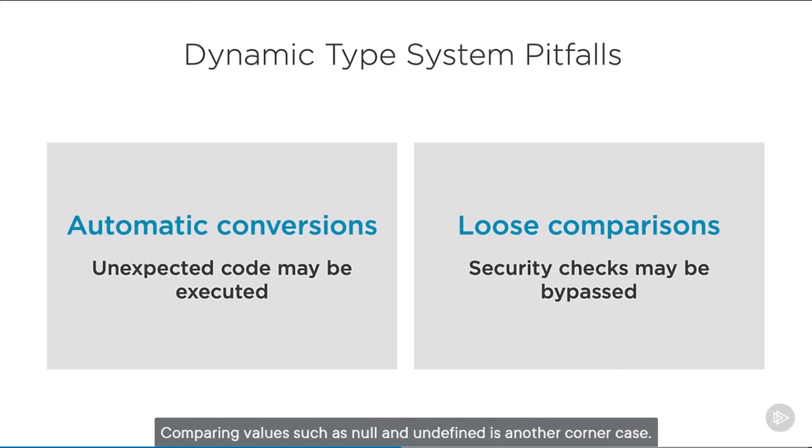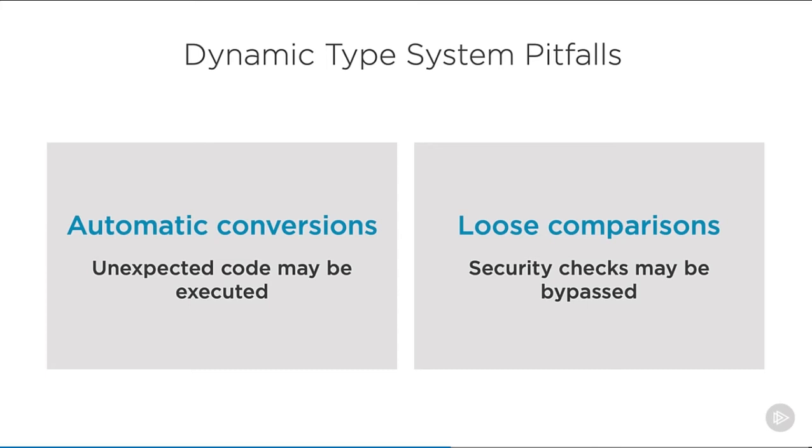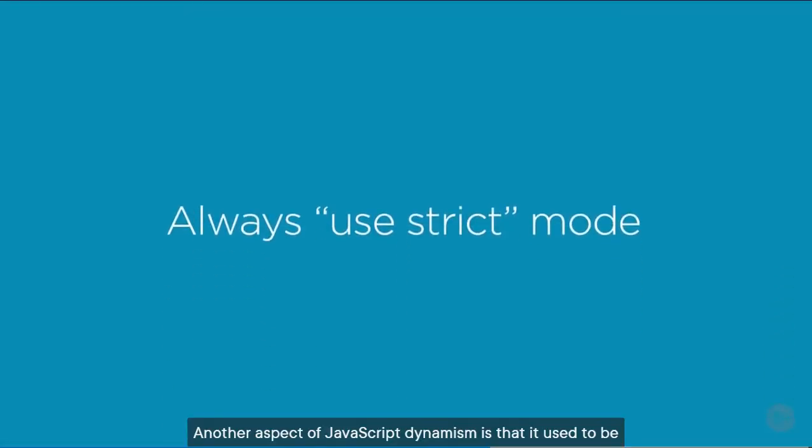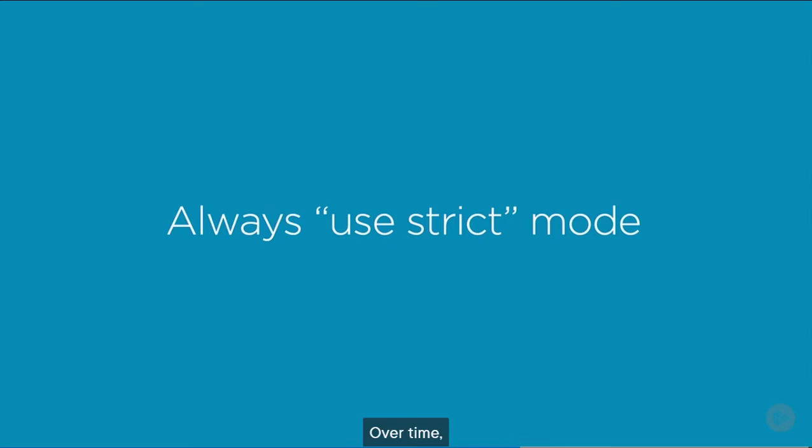Comparing values such as null and undefined is another corner case. Strict comparison will always treat those two values as different, but the loose comparison will treat them as equal. This may lead to security checks being bypassed if they use loose comparison and variable types are not enforced. Another aspect of JavaScript dynamism is that it used to be very forgiving of programming errors.